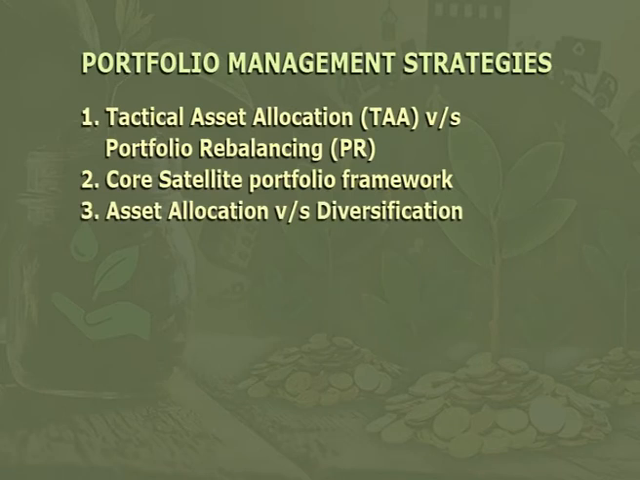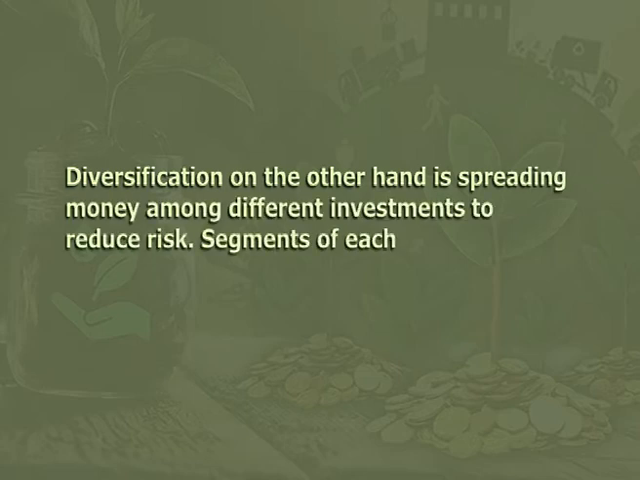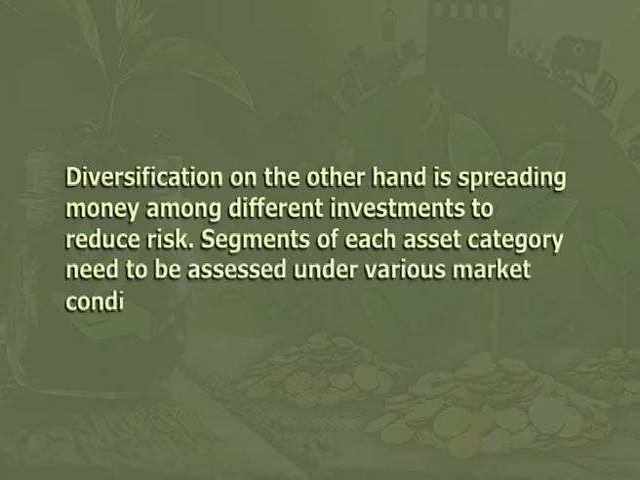Now, asset allocation versus diversification. The US Securities and Exchange Commission defines asset allocation as dividing an investment portfolio among various asset categories such as stocks, bonds, and cash. Such allocation largely depends on the individual's capacity to take risk and the time he requires to achieve his financial goals. Diversification, on the other hand, is spreading money among different investments to reduce risk. Segments of each asset category need to be assessed under various market conditions. Asset allocation is not necessarily diversification. Across assets and within assets, the money needs to be spread so as to minimize risk.